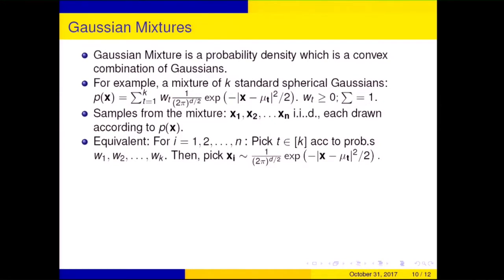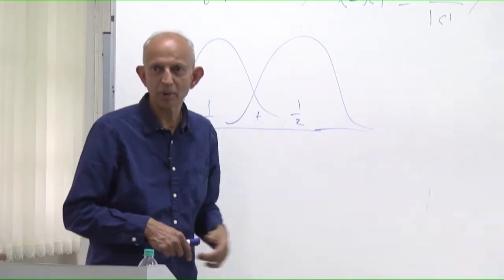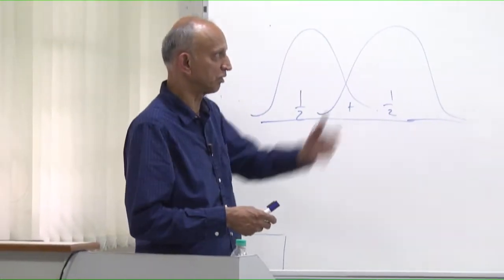And here's another way to say that. An equivalent thing I can do to pick the samples. So I want to pick n samples. For each sample I pick a t, a component of the mixture, one particular Gaussian. And then I pick those components with probabilities proportional to the weights, right? w1 to wk. And then pick xi from that density, right? You should convince yourself that these two are the same. The distribution of x1 through xn will be the same, or the distribution of x1 will be the same as IID.